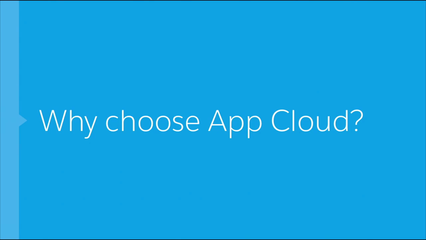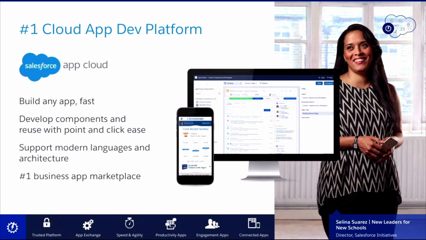So, why choose App Cloud? Well, the answer is simple. We're the #1 cloud app development platform. It's not just us saying this. Gartner last year also came out with putting us in the Magic Quadrant for app development as well. You can build any app fast, whether that be an employee productivity app built on Force where you develop components to be able to reuse with point-and-click ease, or turning to Heroku for those customer engagement-facing apps using any modern language and architecture. And you can also turn to the #1 business app marketplace, which is the focus of today's talk. And all of this is built upon our trusted platform, which really allows for speed and agility.